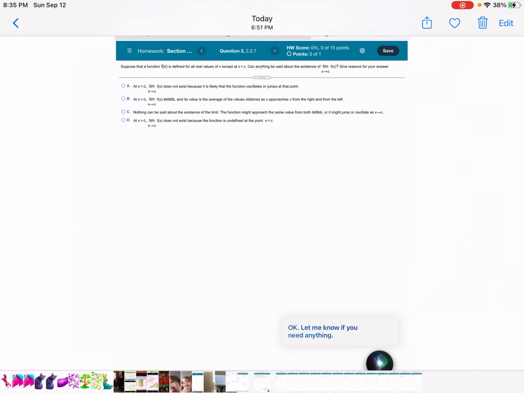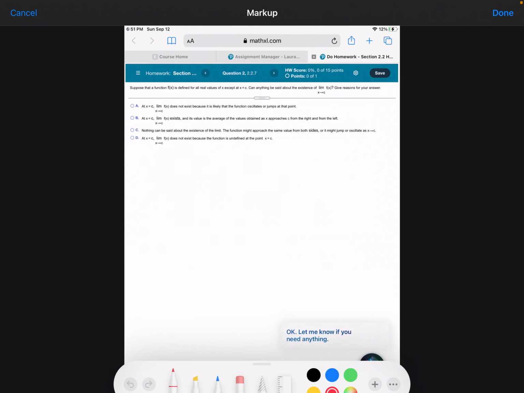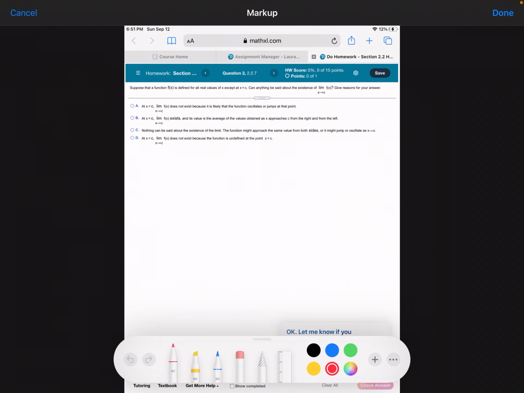All right, so here's question number 2. It says, suppose that you have a function and it's defined for all real values except a particular place C. Can anything be said about the existence of the limit there? And give reasons for your answer. So I'm just going to let you know we can't say anything, because we don't know what is going on there. It says it's defined everywhere except at one particular place.